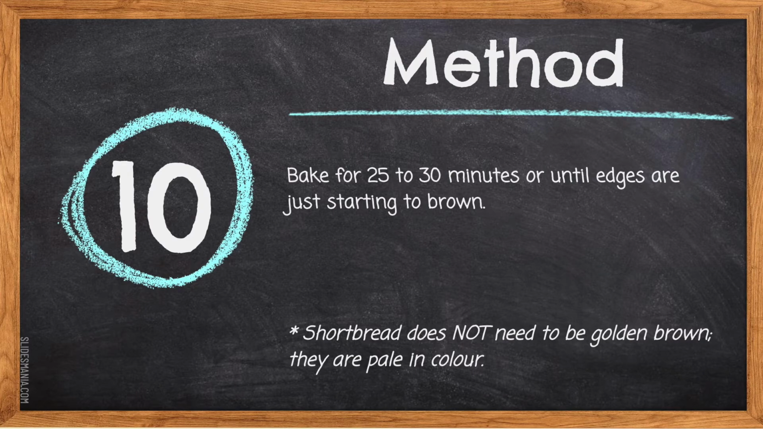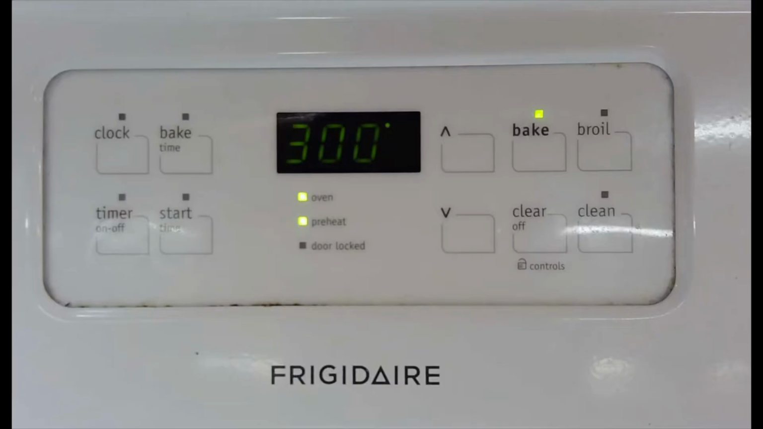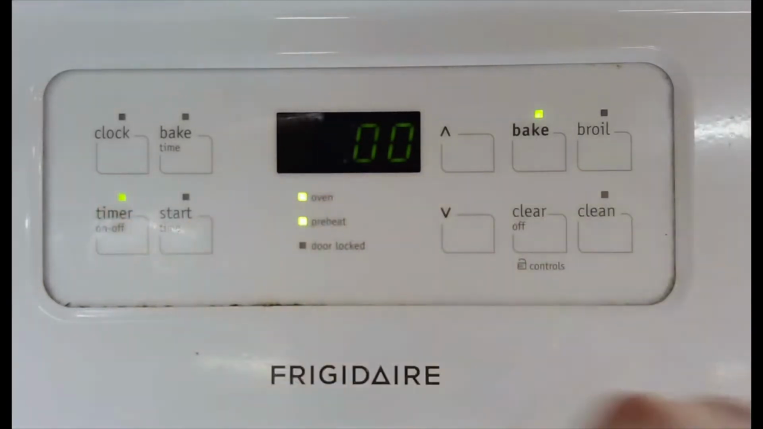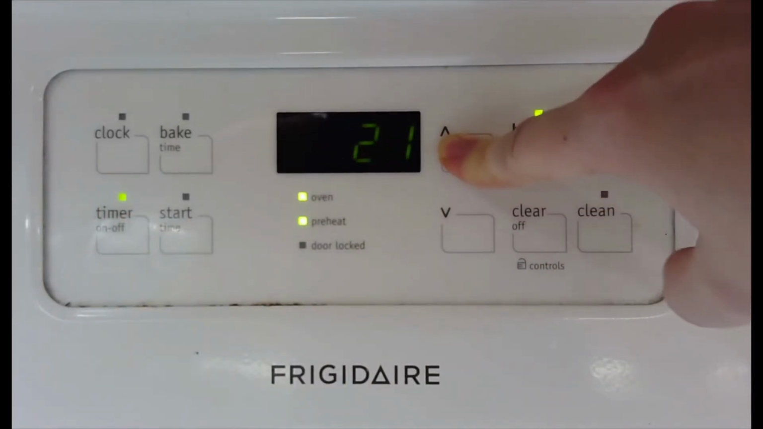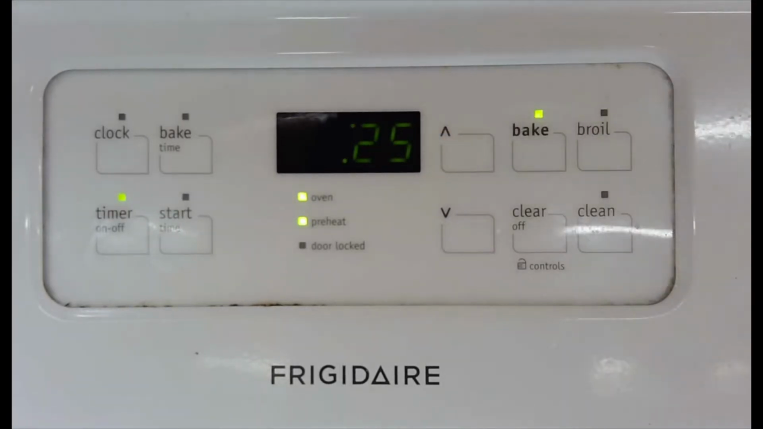Step 10. Bake for 25 to 30 minutes or until edges are just starting to brown. Shortbread does not need to be golden brown. They are pale in color. Err on the side of caution and go for the lower time. Also, if your cookie sheet is well seasoned and a darker color, it will absorb more heat and need less time than the 25 minutes. If you have a bright, new, shiny cookie sheet, it will need more time.